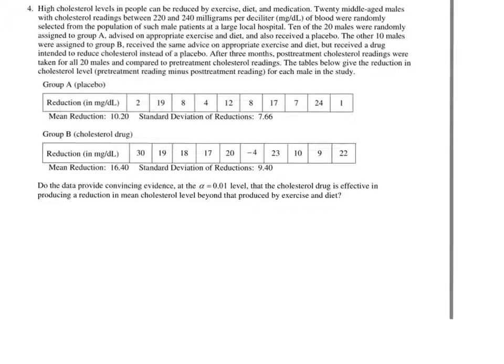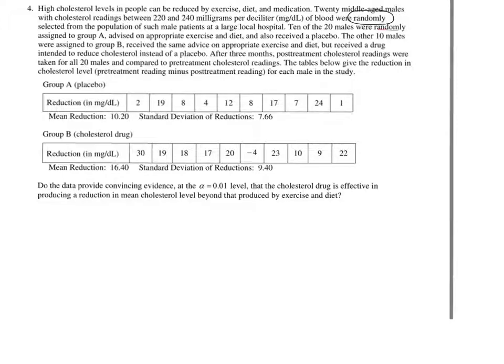Okay, so let's look at an example. We may have done this problem already, but let's look at it. High cholesterol levels in people can be reduced by exercise, diet, and medication. 20 middle-aged males with cholesterol readings between 220 and 240 per deciliter of blood were randomly selected, there's a keyword for us, from the population of such male patients at a large local hospital.